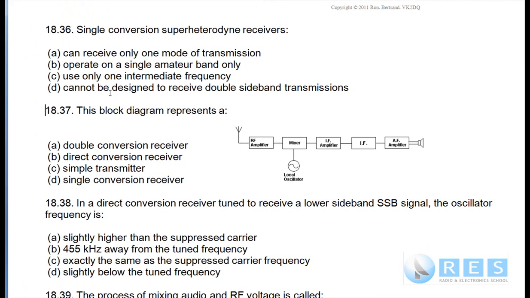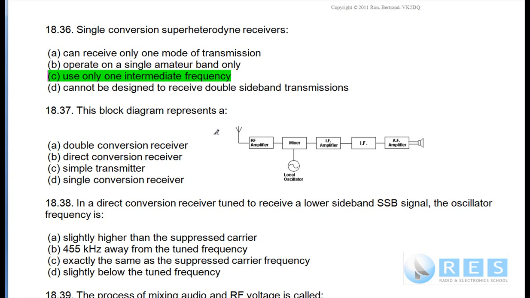1836, a single conversion superheterodyne tongue twister. Single conversion superheterodyne receivers use only 1 intermediate frequency. Double conversion use 2, triple conversion use 3.